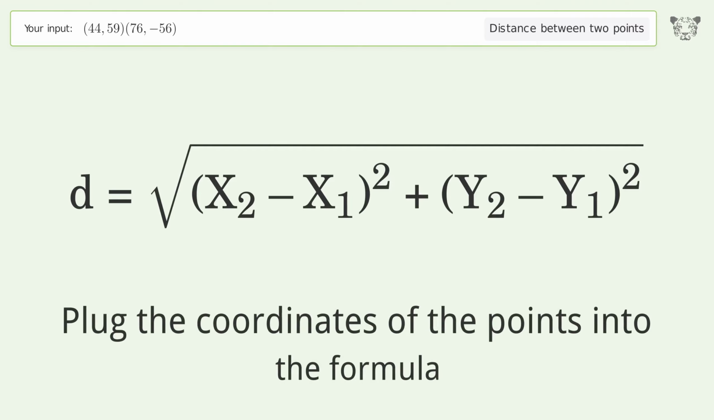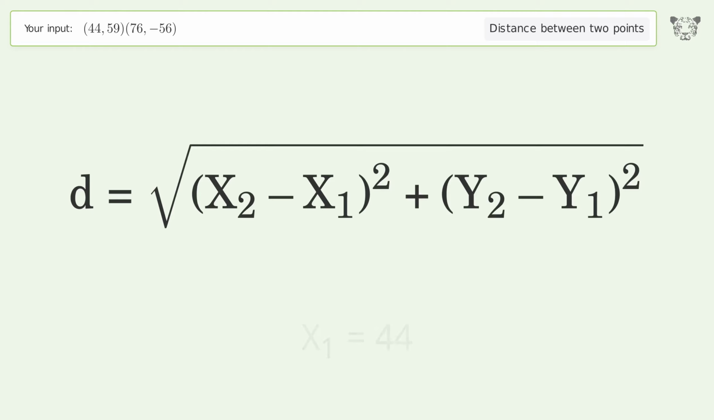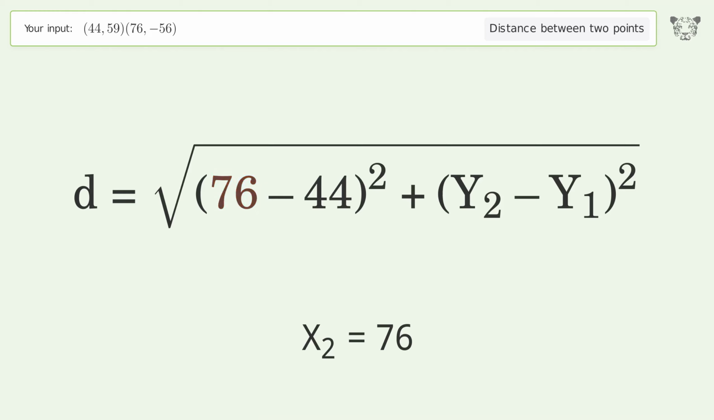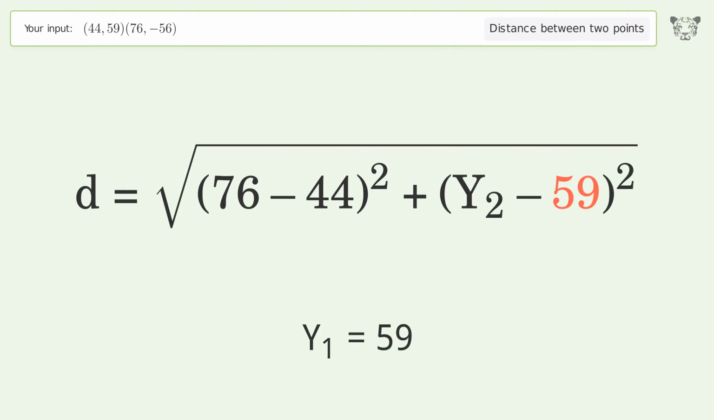Plug the coordinates of the points into the formula. x1 equals 44. x2 equals 76. y1 equals 59. y2 equals negative 56.